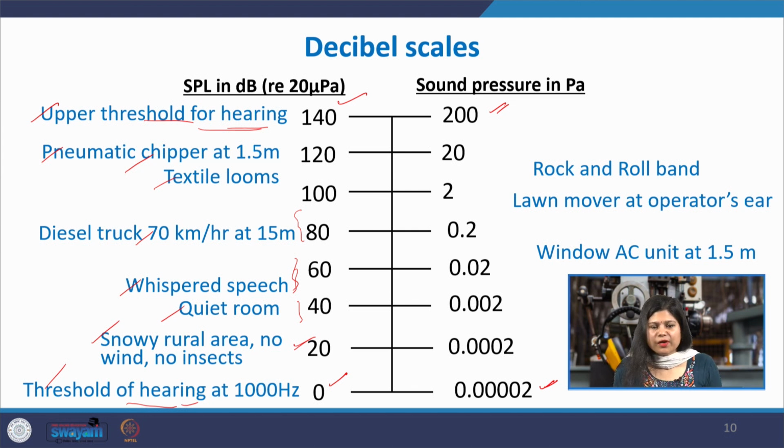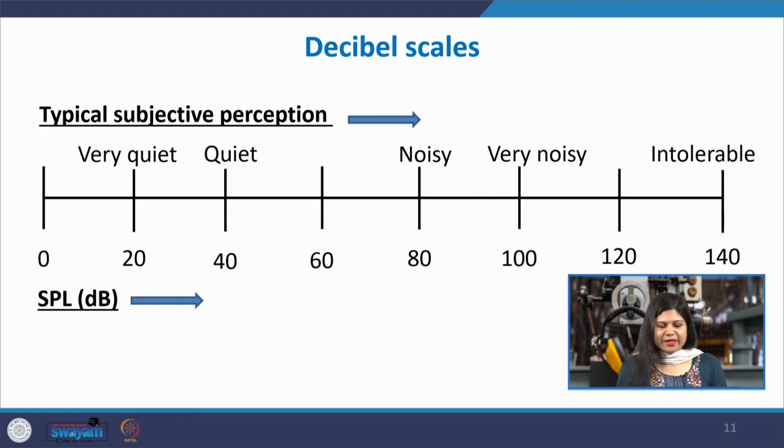Ideally, it is very difficult to actually have 0 decibels anywhere. You need an extremely controlled environment to get 0 decibels. It does not usually exist in real life surroundings. As for typical subjective perception, from 0 to 40 it has been found that people perceive it to be quiet sounds, and from here the moderate level starts, and then from here onwards it starts getting noisy to very noisy, and finally it becomes intolerable over here.